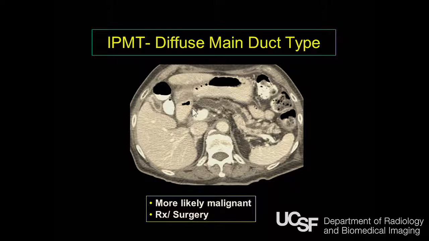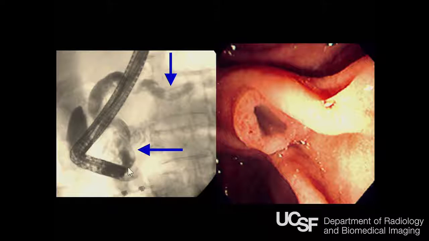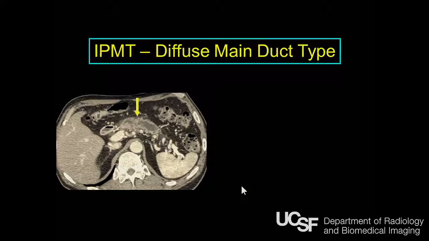Here we have an atrophic gland, but there's no calcifications. You have diffuse, irregular dilatation of the main pancreatic duct. And this was the diffuse main duct type of IPMT. These are more likely malignant. These patients have to go on to surgery. And this is from that same patient. You can see the markedly dilated main pancreatic duct with multiple filling defects. These defects can be due to just globs of mucin or to actual mural nodules. And this is what the gastroenterologist sees, just this sort of gaping papilla with mucin pouring out of it.